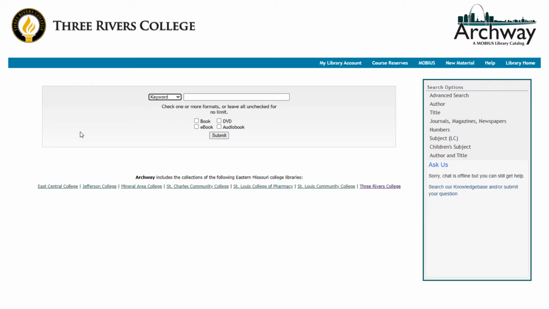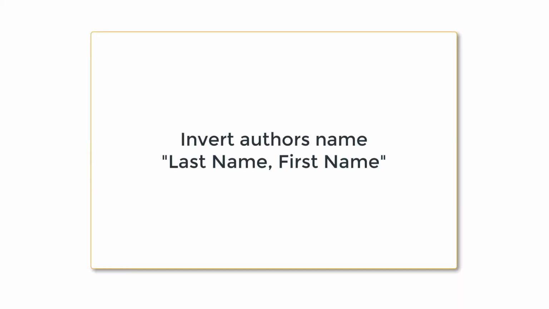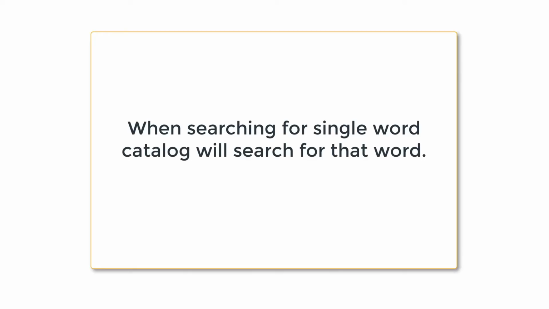Also remember when doing an author search to invert an author's name. Put in the last name first, followed by a comma, then the first name. Two things are very important about searching the online catalog. First is telling the catalog how to handle single versus multiple words. Remember that if you use one word, the catalog will search throughout its records for any time that word appears.